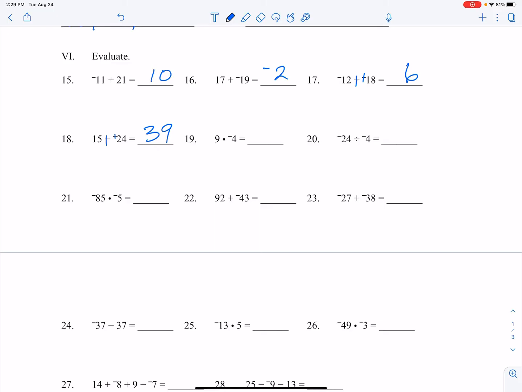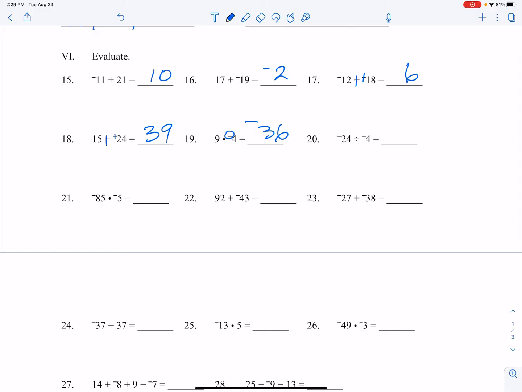Now for multiply and divide, we know that they are the same set of rules. And there's two steps. Step number 1, multiply or divide like normal. Step number 2, count your negative signs in the problem. If we have an odd number of negative signs, your answer is negative. If you have an even number of negative signs, your answer is positive. So number 19, step number 1, multiply. 9 times 4 is 36. How many negatives do you see? 1 negative. So my answer is negative 36.